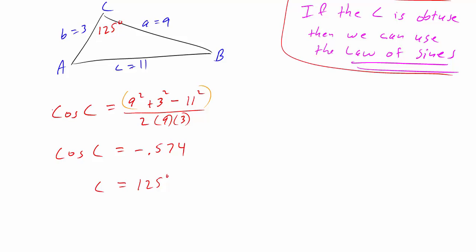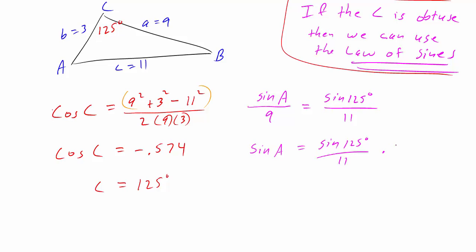So, for example, if we wanted to find angle A, then we could say the sine of A over 9 is equal to the sine of 125 degrees over 11. So that means we would end up with the sine of A is equal to, and here we would need to multiply by 9, so we would have the sine of 125 over 11 multiplied by 9.